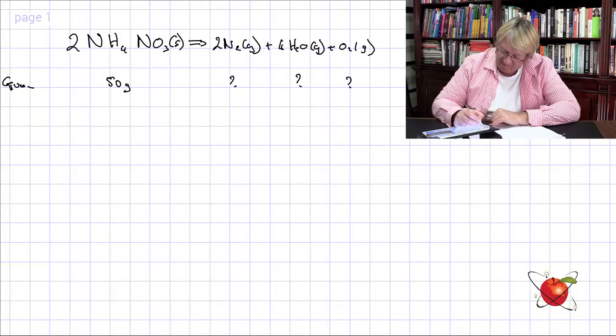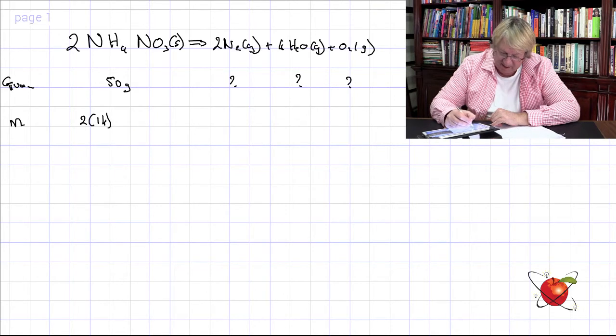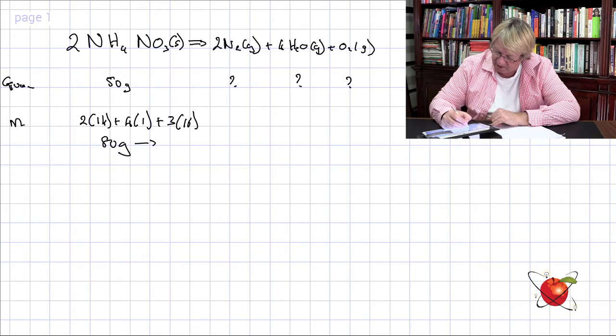So what's the first thing we do? We need to work out the molar mass. I've already done it to save time. It's going to be 2 times 14 plus 4 hydrogens of 1, plus 3 oxygens times 16, and we end up with 80 grams per 1 mole.